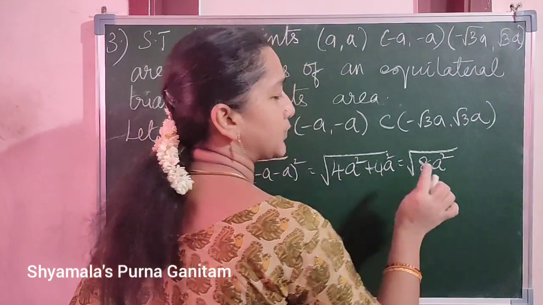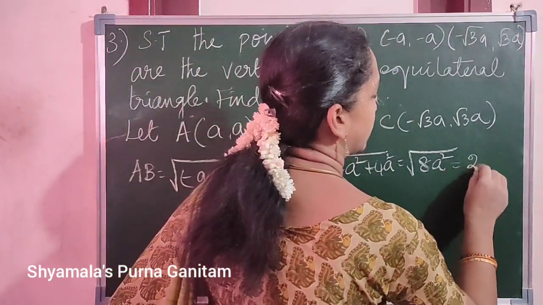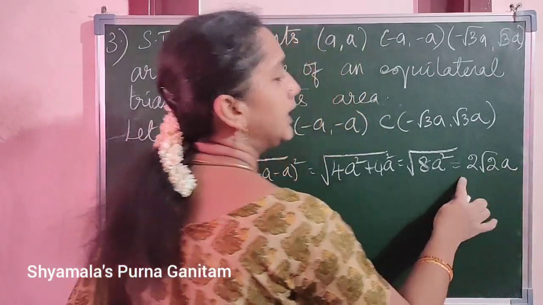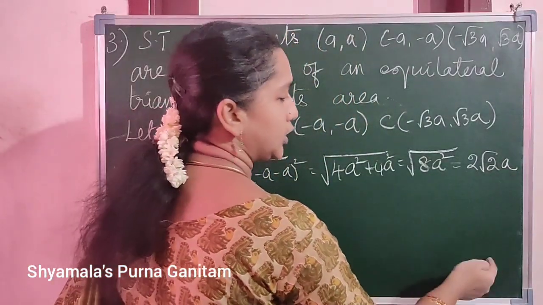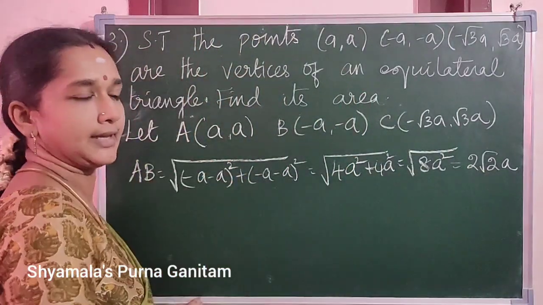When you add this, 4 plus 4, you will get root 8a squared. So when you bring this out, for root a it is 2 root 2, and a squared becomes a. So this is the length of one side. If the other two sides also come out the same, then it is an equilateral triangle.